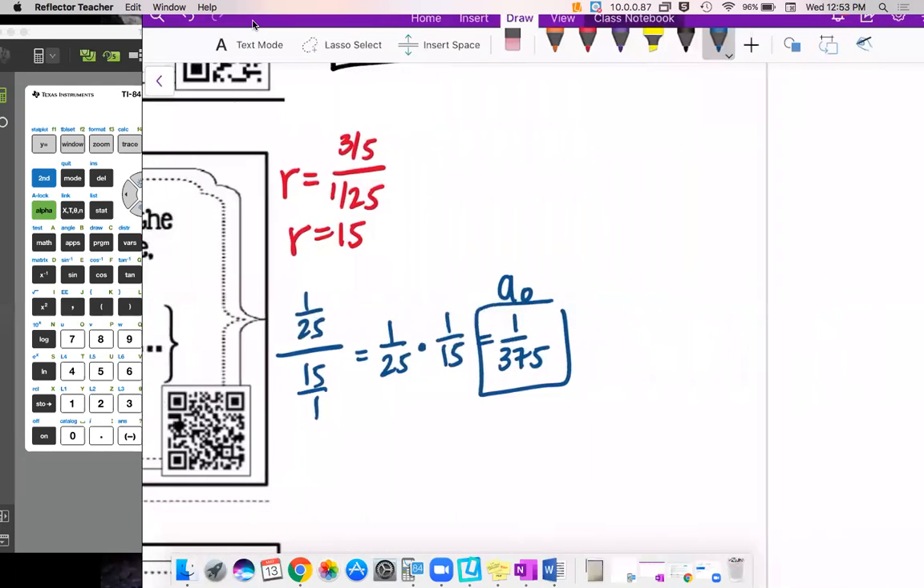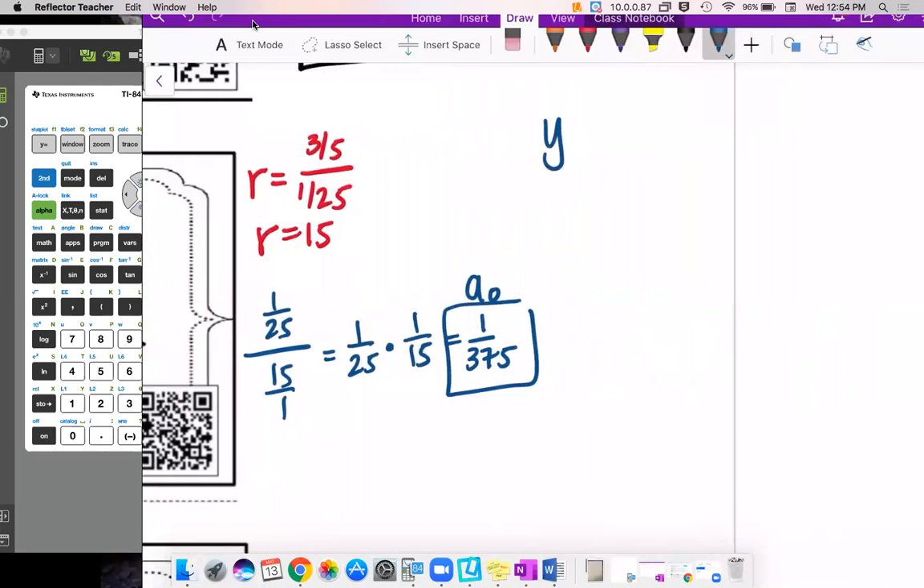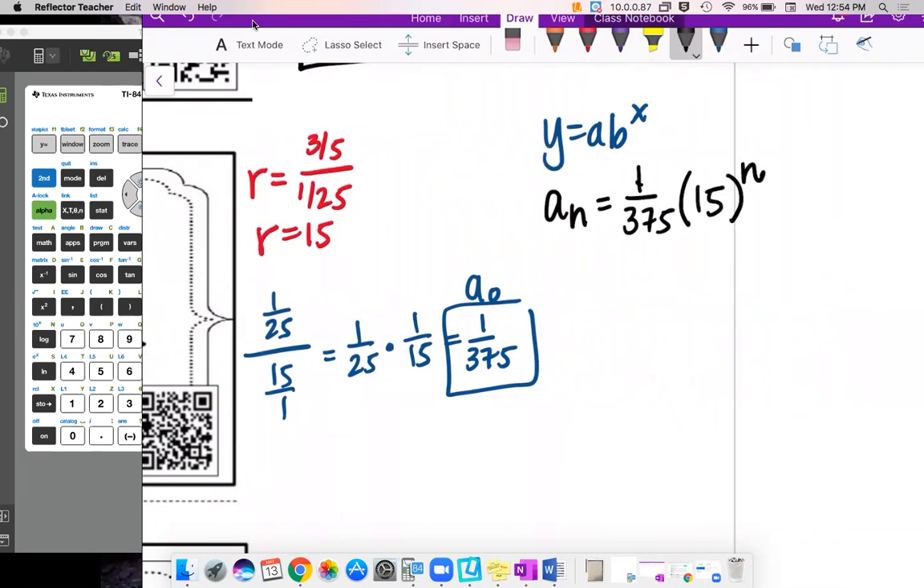So now we have all the information to write our formula. Remember, it's really like a y equals ab to the x when we're doing geometric, whereas the other one is more like a line. So we would say a of n equals, the a is our 0 term, so 1/375, times our multiplier, which is our r, 15 raised to the n. All right, so this is your a sub 0, and this is your r, and they're being multiplied to the n. So that's your formula.